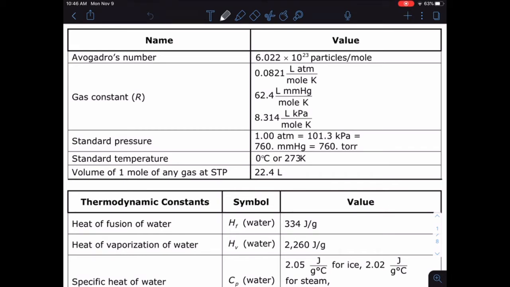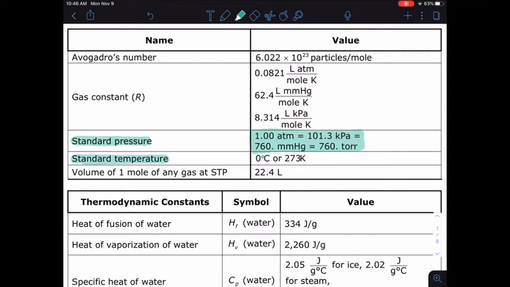If you look on the front page of your reference packet, you're going to see this section right here, which talks about standard pressure and standard temperature. We're going to start by looking at standard pressure. So we have all these numbers right here, and all of these numbers are units of pressure. So we have ATM, which stands for atmospheres, kPa stands for kilopascals, mmHg stands for millimeters of mercury, and then we have torr.